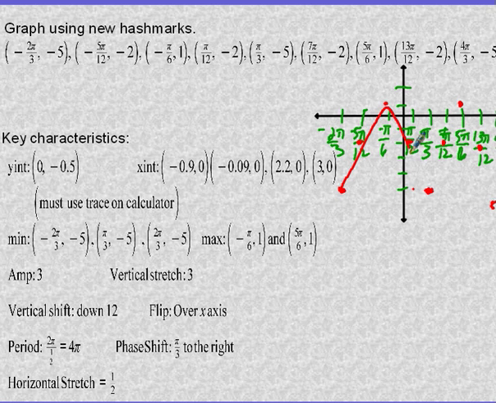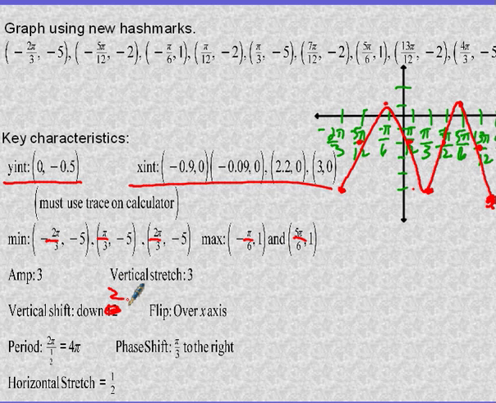So you can see it is a flipped over cosine curve. That one's a little too deep. And again, key characteristics, y int, we actually had to use, we didn't have one in our hash marks, so we had to use a graphing calculator to find that, as well as our x-intercepts. Our mins are at -5, max is at 1, amplitude of 3, vertical stretch of 3. This should be down 2. We did have a flip over the x-axis.